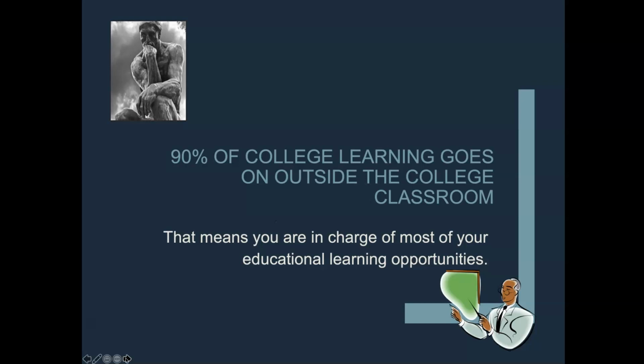All right, so we've mentioned this statistic before in one of our very first videos of the semester. 90% of college learning goes on outside of the college classroom. That means you're in charge of most of your educational learning opportunities. When you were in a high school setting, you spent all day in your classes, and then you went home and many of you had not much homework to do. So 10% of your learning was happening outside of the classroom. 90% was happening inside. Well, college is that paradigm shift.